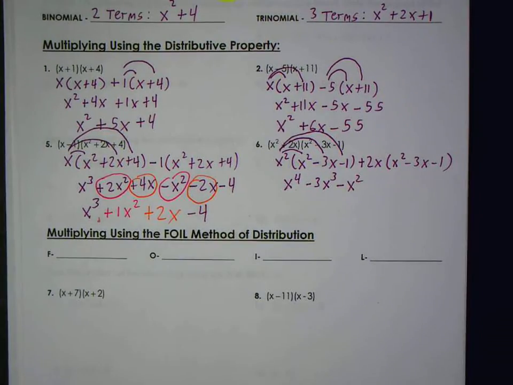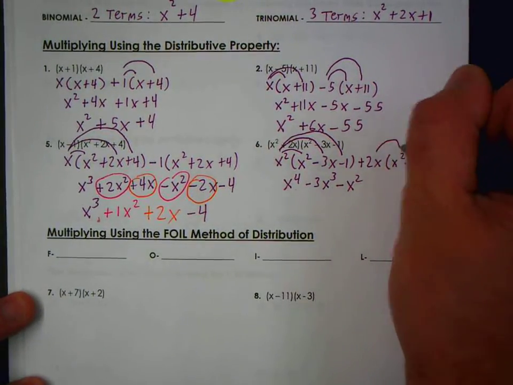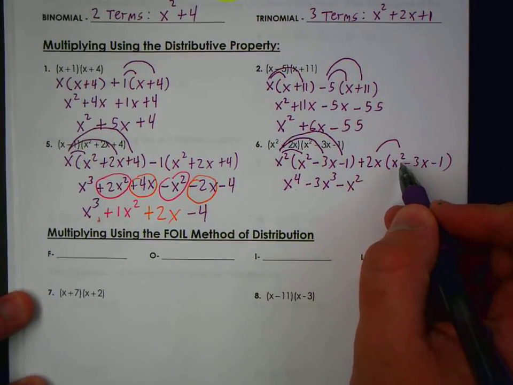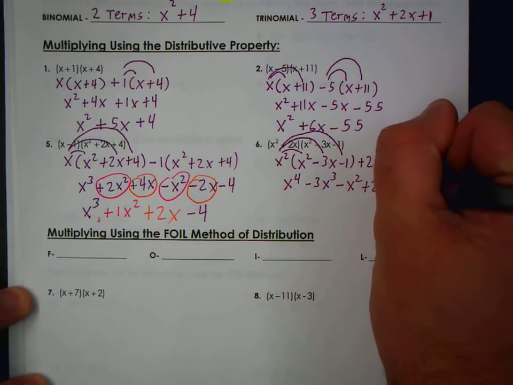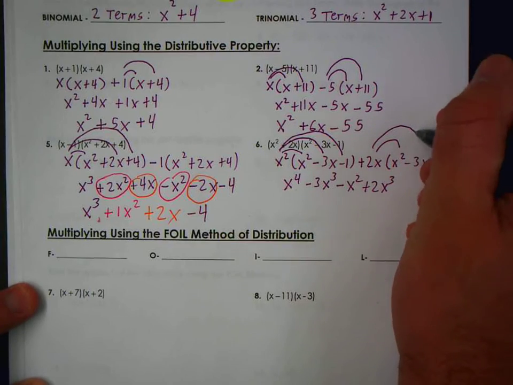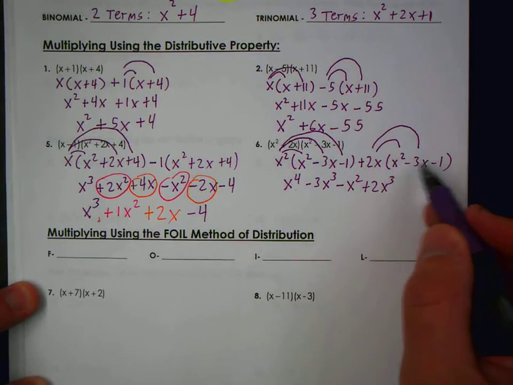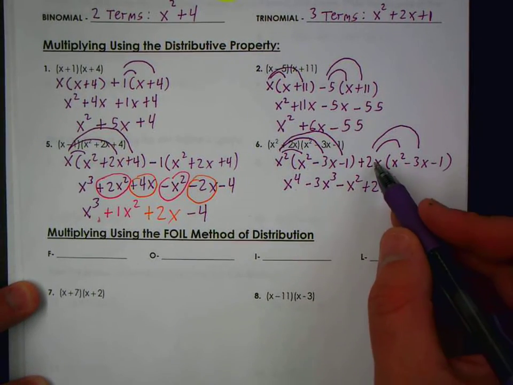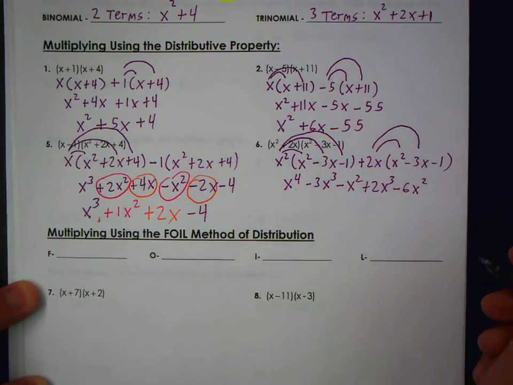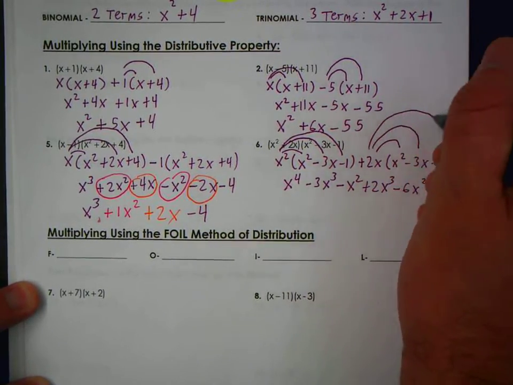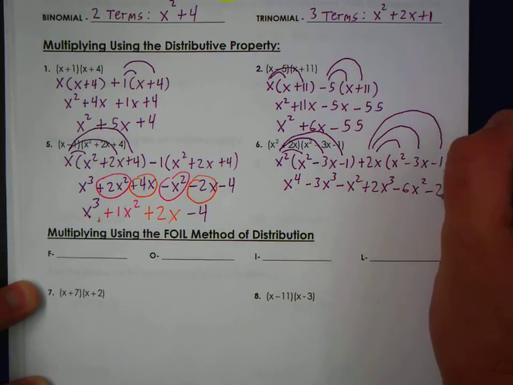Then distribute 2x over. X to the 1 times x squared. 1 plus 2 is 3, so that would be 2x cubed. 2x times minus 3x, 1 plus 1 is 2. 2 times negative 3 is negative 6. Negative 6x squared. And then 2x times negative 1 is negative 2x.